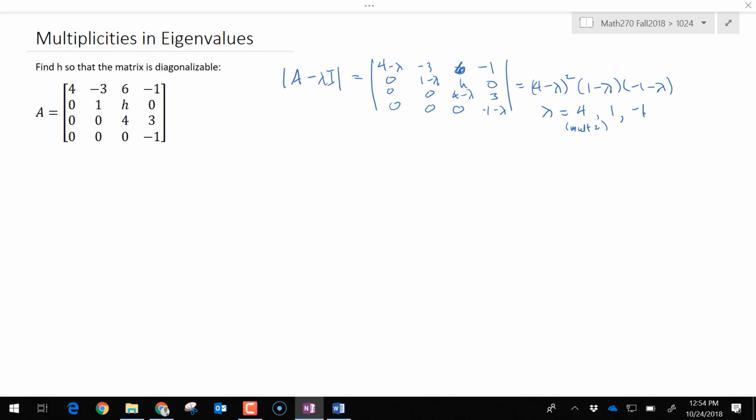Given these eigenvalues, we can find corresponding eigenvectors. I don't want to go through all of them, but I want to focus on the 4, which has multiplicity 2. I just multiplied the diagonals because it's an upper triangular matrix. Your determinant is just the product of the diagonals. So now let's just focus on lambda equal to 4, and we'll see what's going to happen.